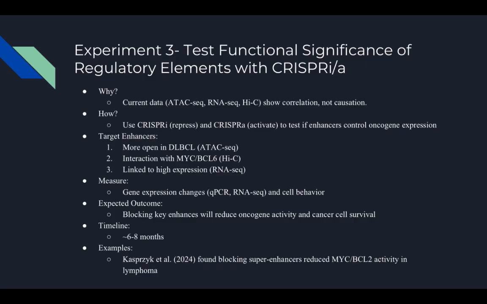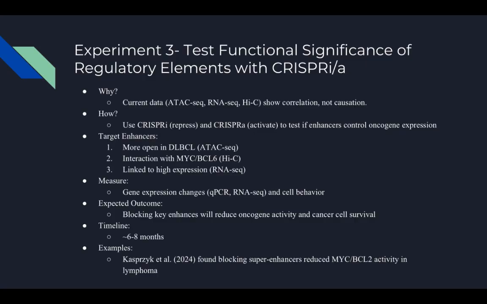So for mine, I would utilize CRISPR interference to repress the regions to see if oncogene expression decreases, and then follow up using CRISPR activation to activate closed enhancers to measure if the expression will change. Finally, we can further monitor any changes in gene expression and analyze cell behavior using PCR and RNA sequencing. If the expression drops when the enhancers are blocked, we have evidence that chromatin accessibility can regulate gene expression in DLBCL.